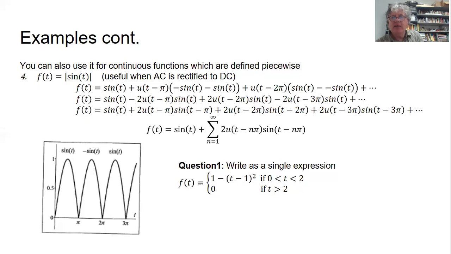And you remember that sine is periodic, so if you replace t by t minus pi, that's the same thing as minus sine. And t minus 2 pi is the same as sine. T minus 3 pi is the same as minus sine. And so when you do that, you put the sine in sync with the step function. And there's a series there that we use. Okay, so your first module question is, write as a single expression that there.